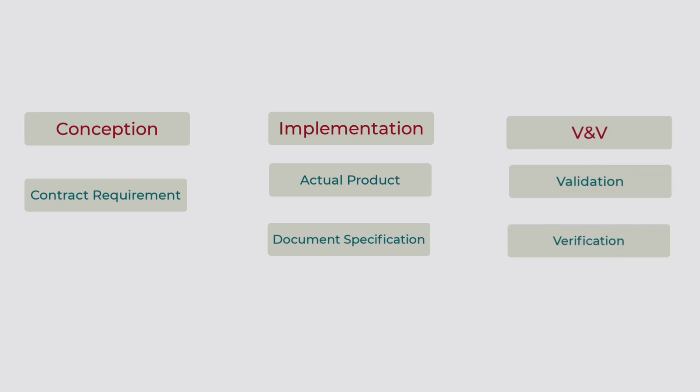After completing the implementation process, the next step is the verification and validation phase. Sometimes it is abbreviated as VNV. This phase involves testing to ensure that the implementation phase aligns with the conception phase's expectations. VNV consists of two main processes: validation and verification.